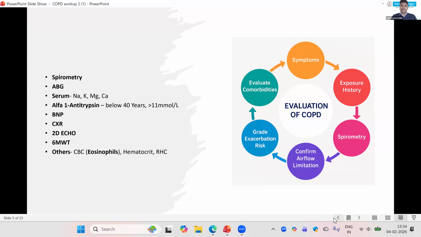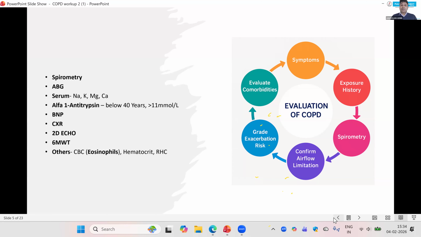Echo is also done to rule out heart failure, but it can also be done to understand whether the patient is having pulmonary hypertension or not, because COPD can lead to pulmonary hypertension. And the 6-minute walk test is something which is there in the BODE index, which will give us a hint about whether the patient's condition is improving or not, or the prognosis of the patient later on. You must say that the 6-minute walk test will give us an idea. We'll be talking about that also.